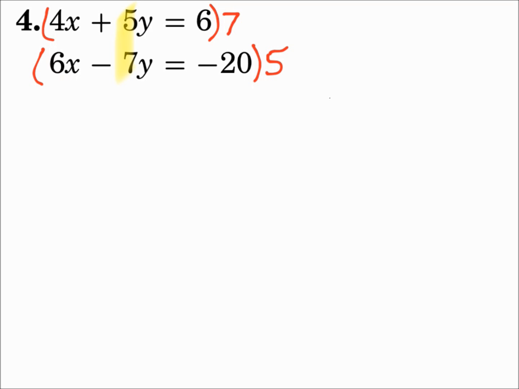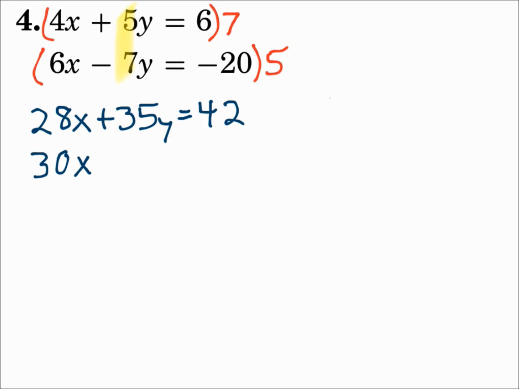On the top, everything times 7 becomes 28x plus 35y equals 42. Multiply the bottom equation by 5, and you get 30x minus 35y equals negative 100. Now the y coefficients match. Since the signs are different, we will add these equations together.